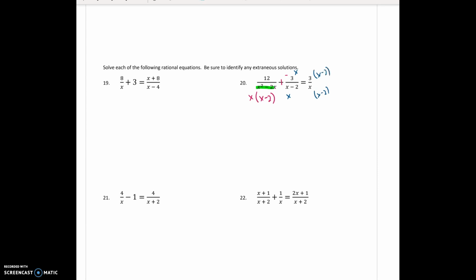So now that I have that common denominator, I can let it go and the numerator becomes my focus. The first one is 12, the second numerator is negative 3x, and the third numerator after the equal sign is 3 with x minus 2. I'm going to first distribute.